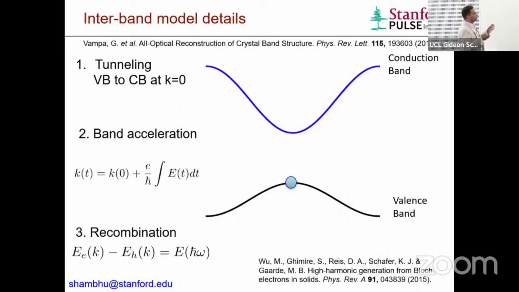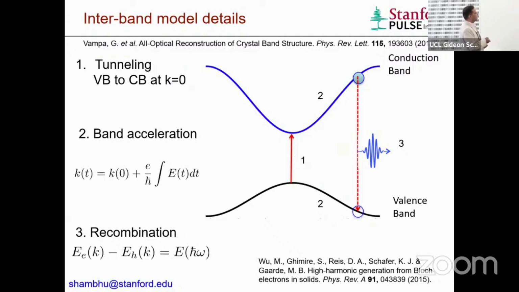So first of all, typically in semiconductors, the valence band is completely occupied. The conduction band is empty. So when you do the strong field excitation, the electron tunnels from the valence band to the conduction band, leaving behind the hole, right? That's step one. And in step two, both electron and hole get accelerated in their respective bands. And finally, in step three, they coherently recombine. And this difference energy of the electron and hole in these two bands gives rise to this high harmonic photon, right? Those are the three steps.